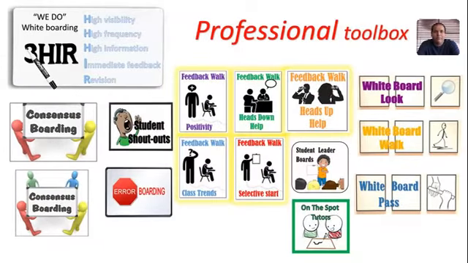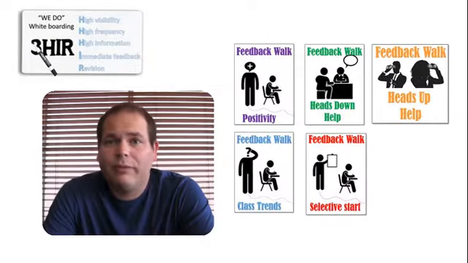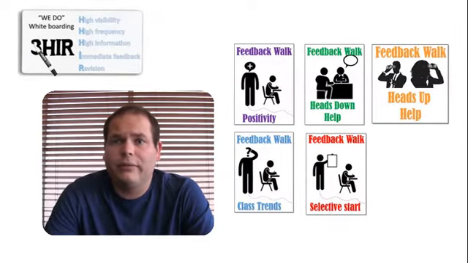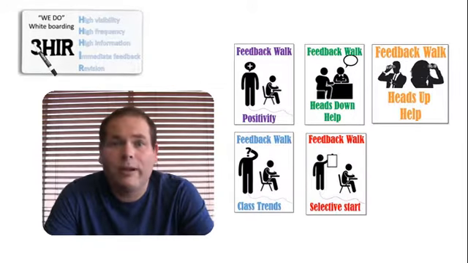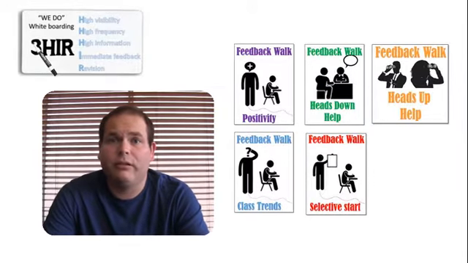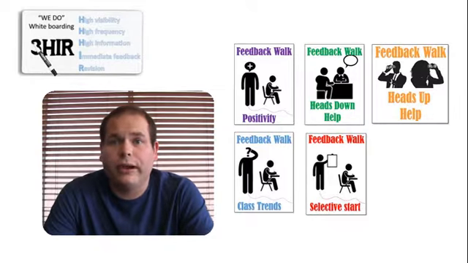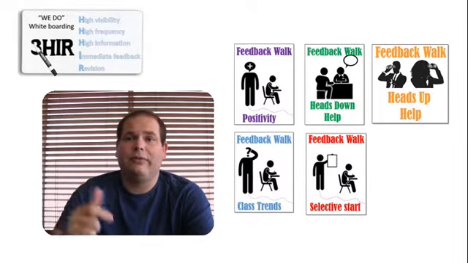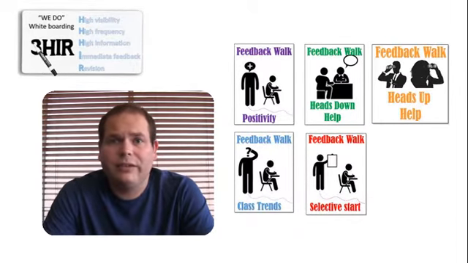Welcome to Whiteboarding 111. We're going into the professional whiteboarding toolbox, and today I'm going to be talking about feedback walks. I've spent a lot of time talking about the whiteboarding cycle. The whiteboarding cycle starts with an element and an interaction. Students respond or answer. And then there's feedback and revision. The feedback walks tend to fit into that answer-response portion.